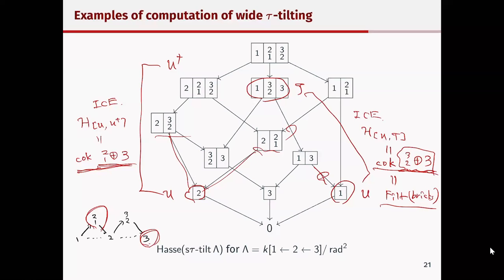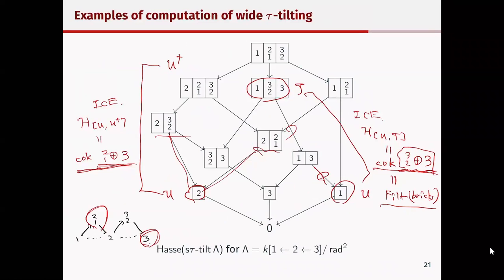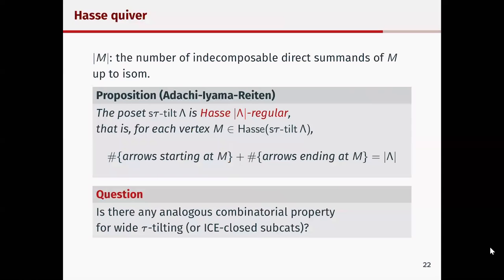And finally, maybe this is the last section. Finally, I will discuss the Hasse quiver of ICE closed subcategories. Let's first recall the properties of Hasse quivers of support tau-tilting modules or torsion classes. We denote by this the number of indecomposable direct summands of M up to isomorphism.